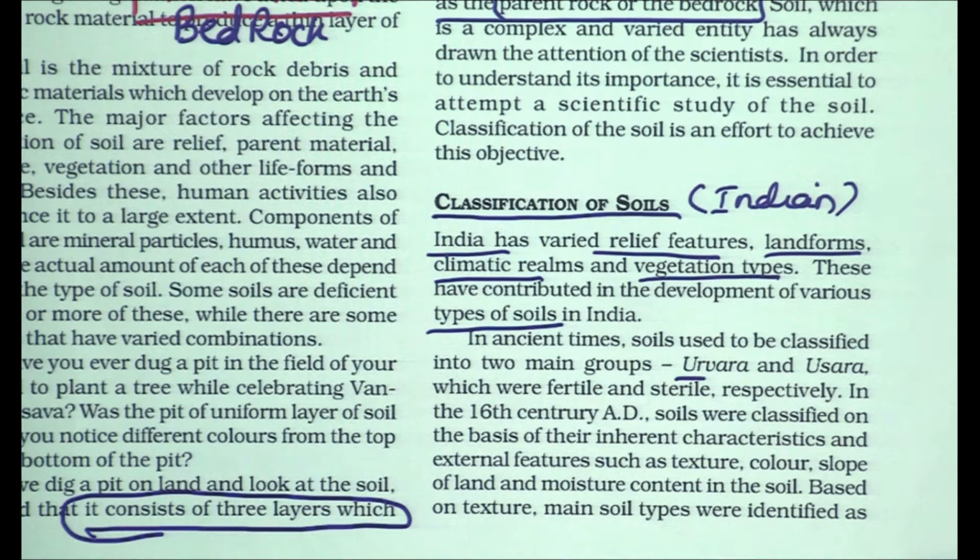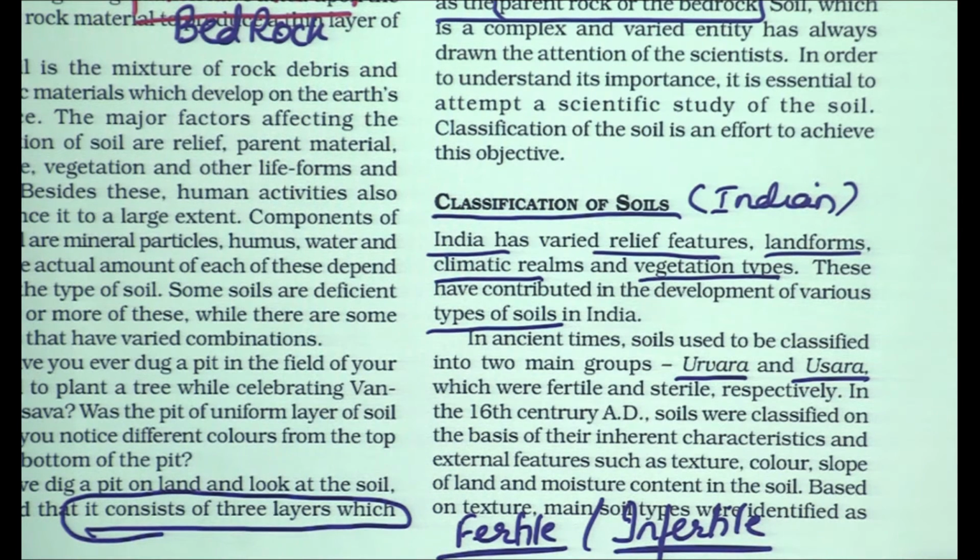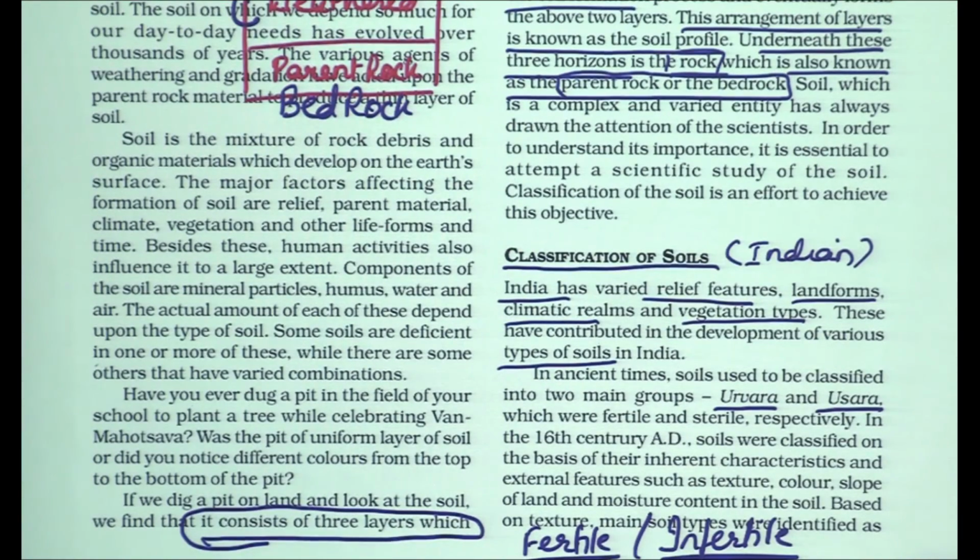Then comes in Urvara and Usara. Urvar stands for fertile and Usar stands for infertile. So, to begin with, how many categories we divided our soil type into? We divided our soil type into two categories, Urvar and Usar. Urvar is fertile and Usar is infertile, but that goes very historical, and thus we have got the categories of soil classified beyond, and which are these. So, first way of classifying Indian soil is into two categories, fertile or sterile.